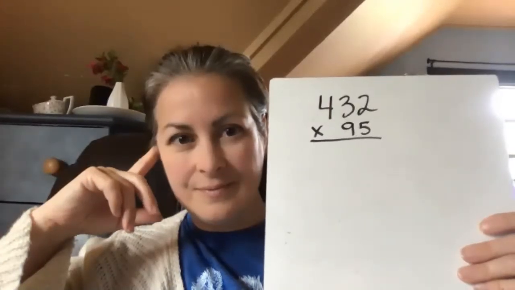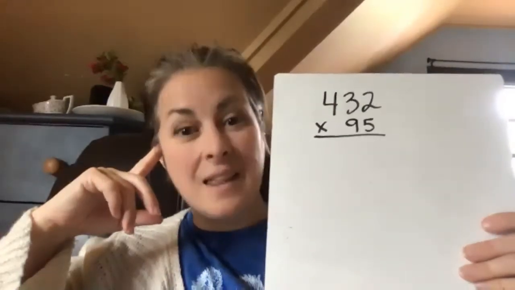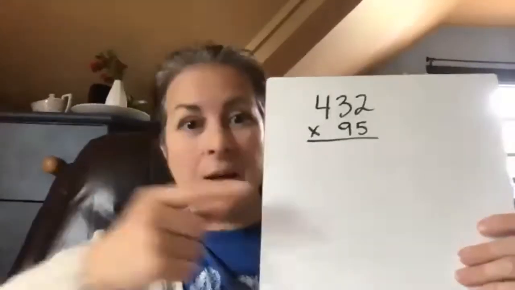The one on the top is the multiplicand. Sebastian, the top number is the multiplicand? Yeah. Okay. And what's the bottom number called? Multiplier. Yeah, multiplier. I'll go ahead and write those out so you can see them. Multiplicand. And then the bottom one is the multiplier.